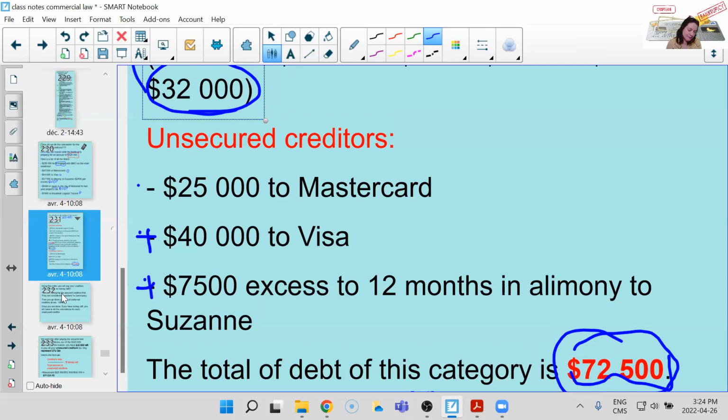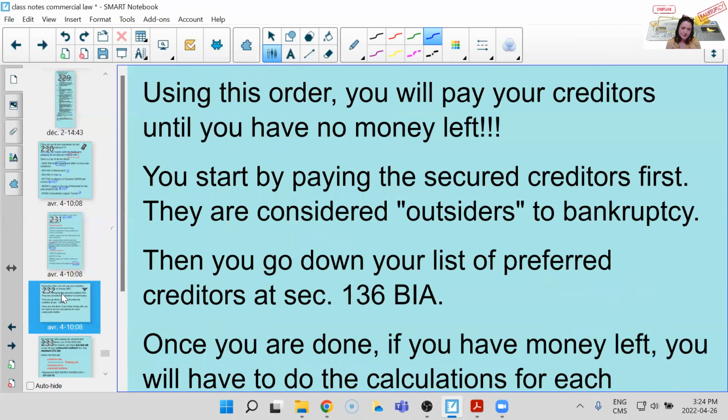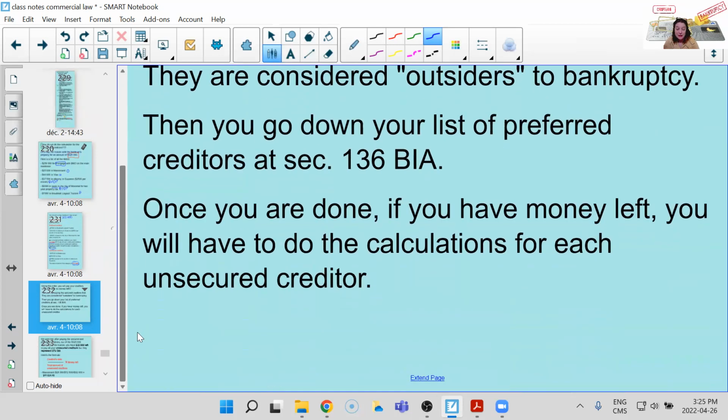So let's recap. Using the order, so that is the secured creditor, the preferred, the list of 136, you go through all of them until you have no more money. So we start by paying the secured creditors. They are outsiders. I go down my list. Once I go down my list, I check, do I have any money left? That's why it says right here, if you have money left, you will have to do the calculations for each unsecured creditor. So the Visa, the MasterCard, and the alimony.